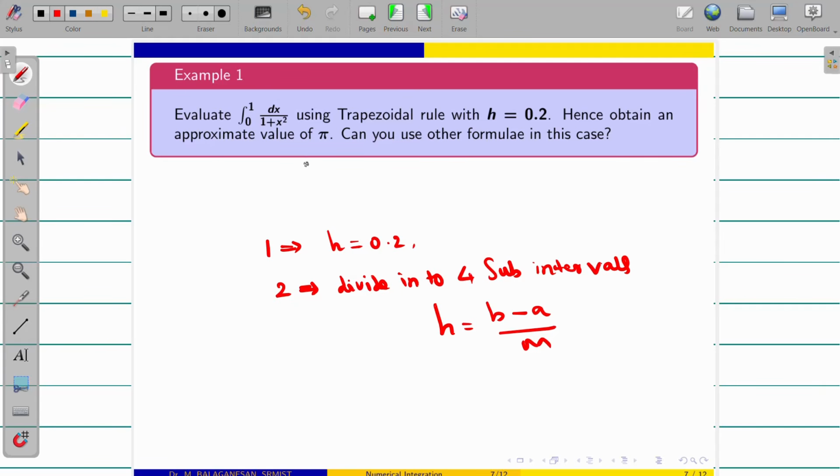So first kind is directly they will give h. So look at the problem. First example I have chosen h is equal to 0.2. What is the next kind? They won't mention h value. You have to find h.